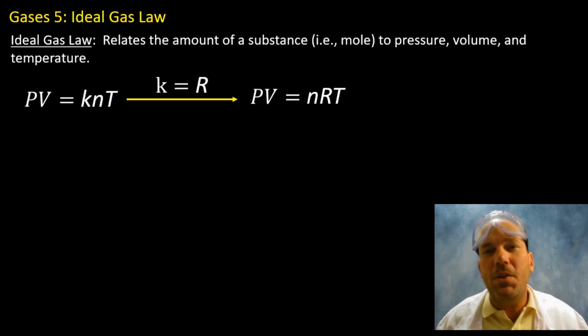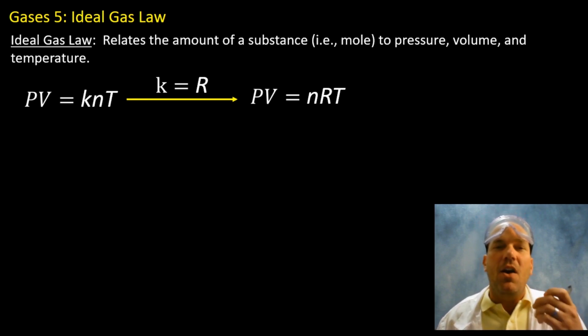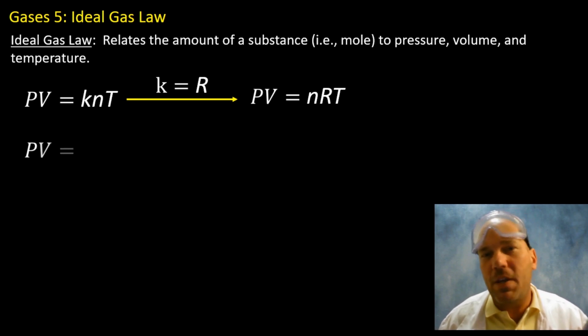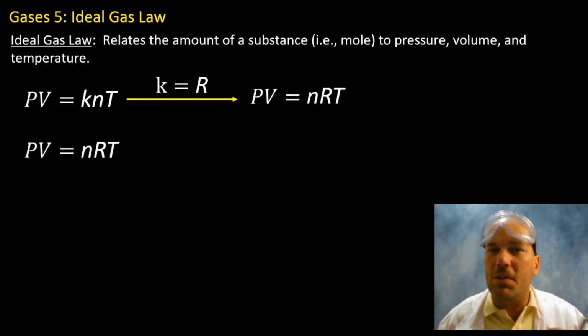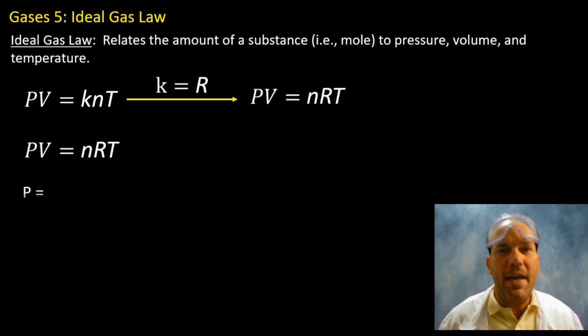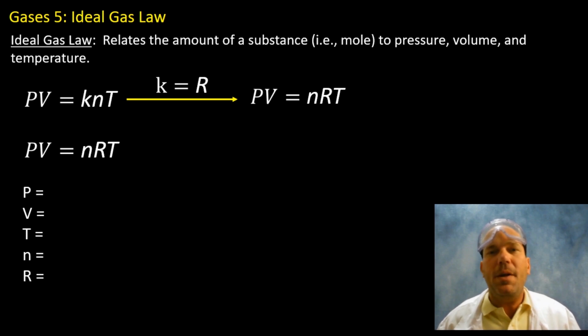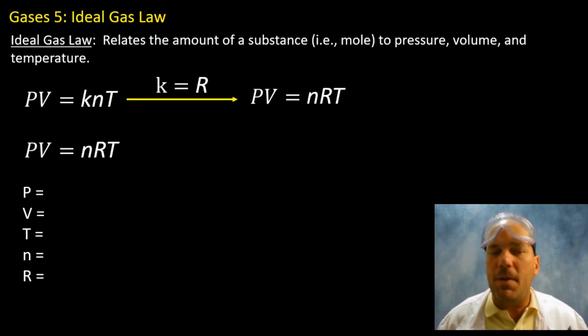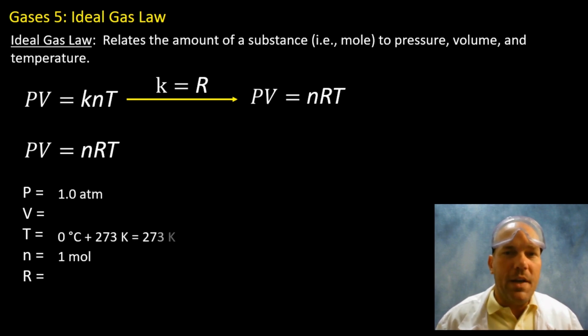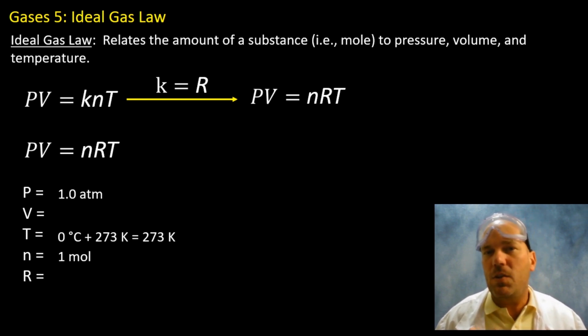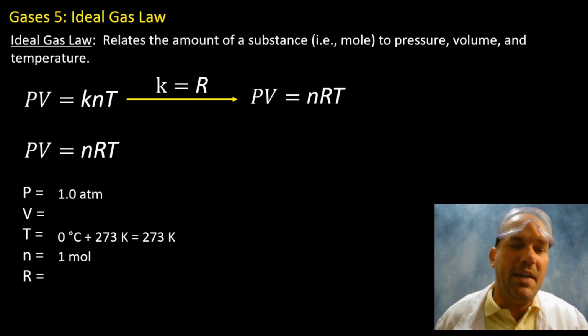Now, what we're going to do is actually calculate R. We're going to calculate the ideal gas law constant. I want you to understand where this value comes from. It comes from the standard temperature and pressure conditions for a gas. So let's go ahead and plug in conditions for STP. We know that we have 1 atmosphere of pressure, and we know that the standard temperature is 0 degrees Celsius, and when we add that to 273 Kelvin, we get 273 Kelvin.